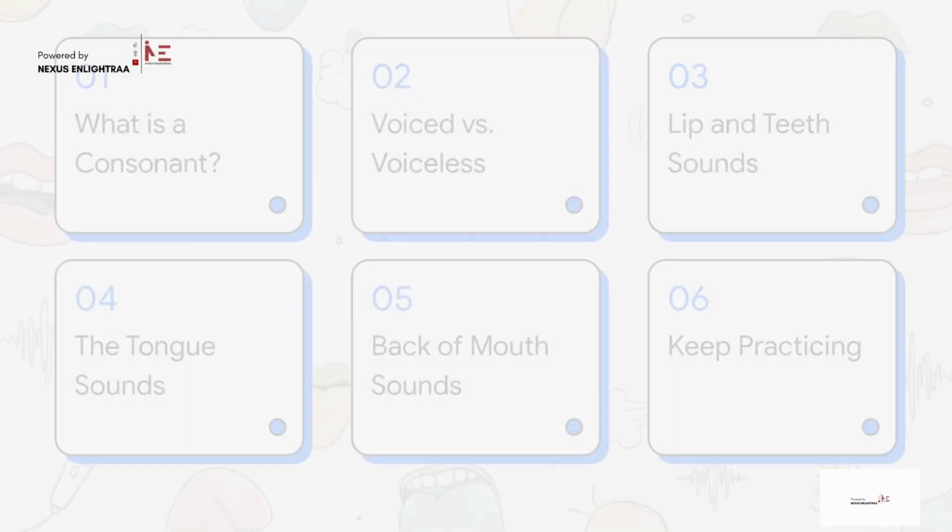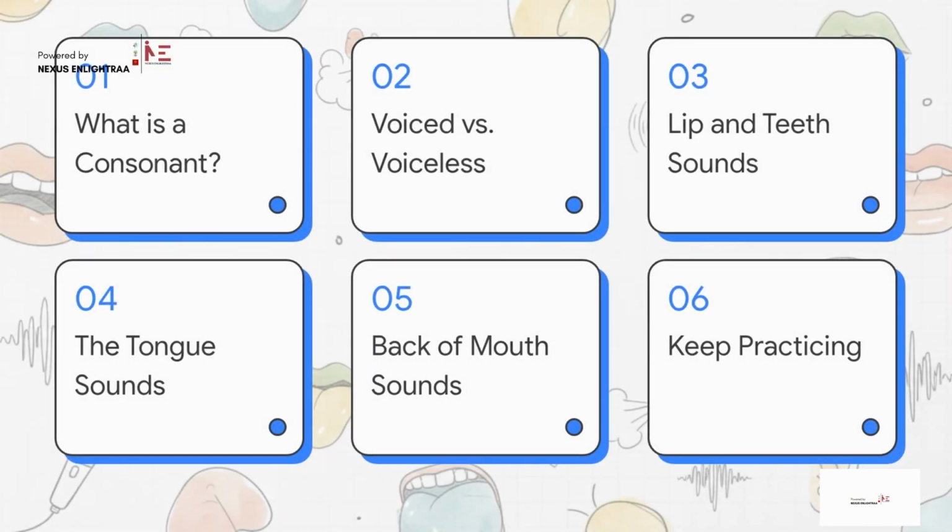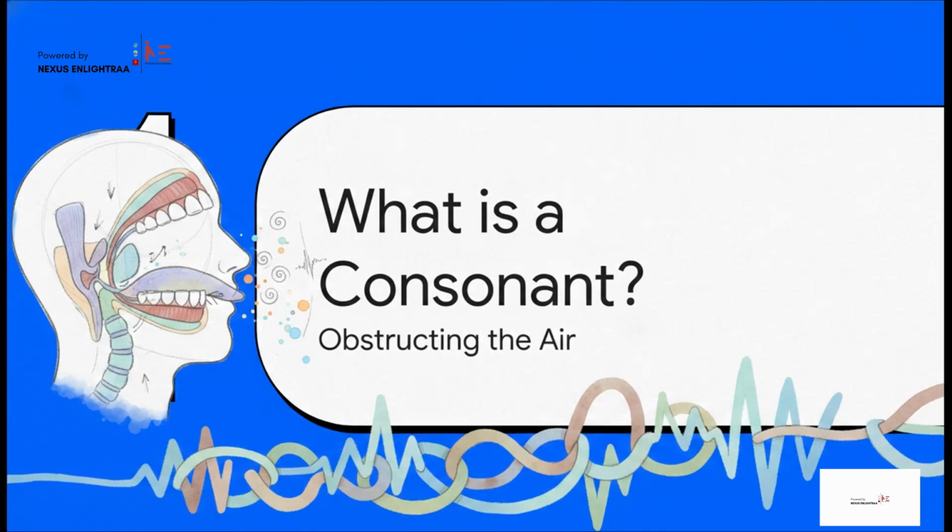Here is what we'll be covering. First, what is a consonant? Then, voiced versus voiceless sounds, lip and teeth sounds, the tongue sounds, back of mouth sounds, and finally, how to keep practicing your sounds. All right, let's jump right into section 1.